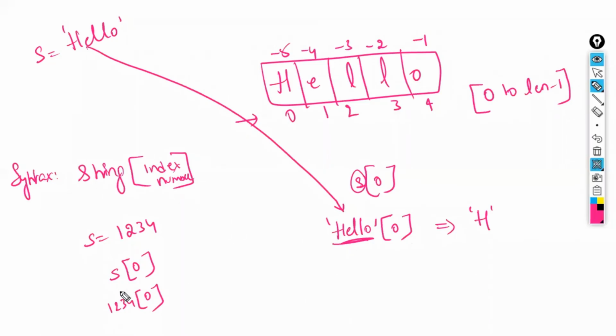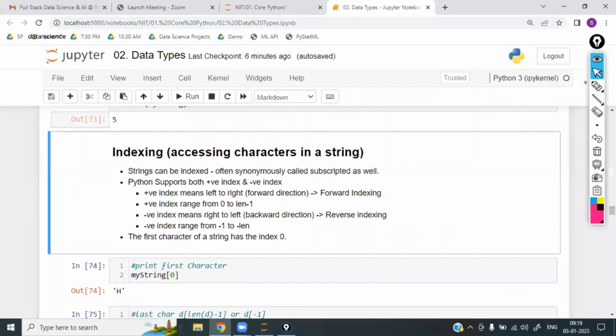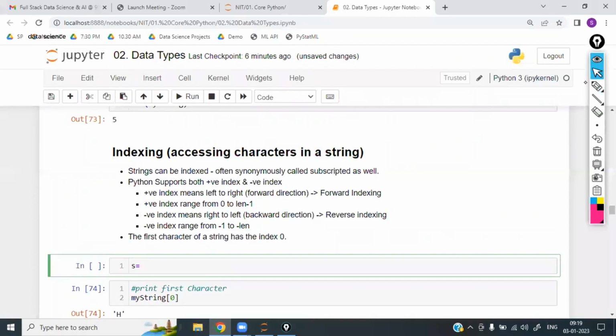So first it will bring the s value here. Whatever the s value is there, for this it will check whether indexing is possible or not. If it is possible, it will do it. If it is not possible, it will throw an error. So let us try like this. First, I'm going to try s is equal to string of hello or string of 1, 2, 3, 4. I'll write the string of 1, 2, 3, 4.